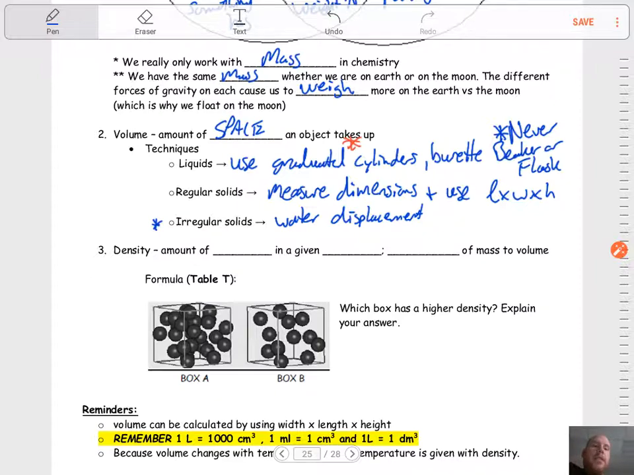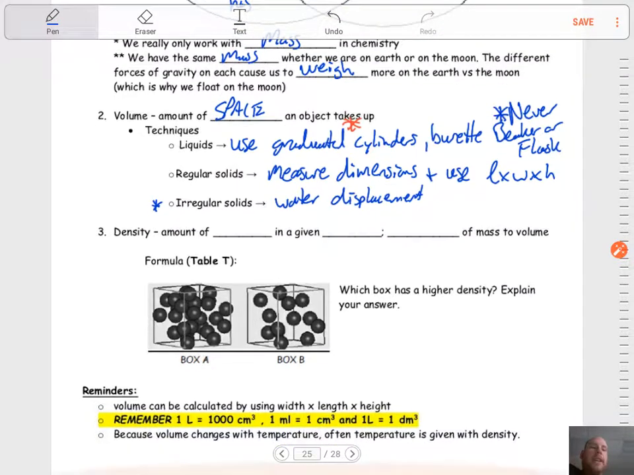Liquids, we use graduated cylinders. Even for irregular solids, we're going to use those, but we're going to see how much water is displaced or moved when we put a solid in there. Density should be a review for you. Mass, amount of mass in a given space. It's a ratio. What's a ratio?